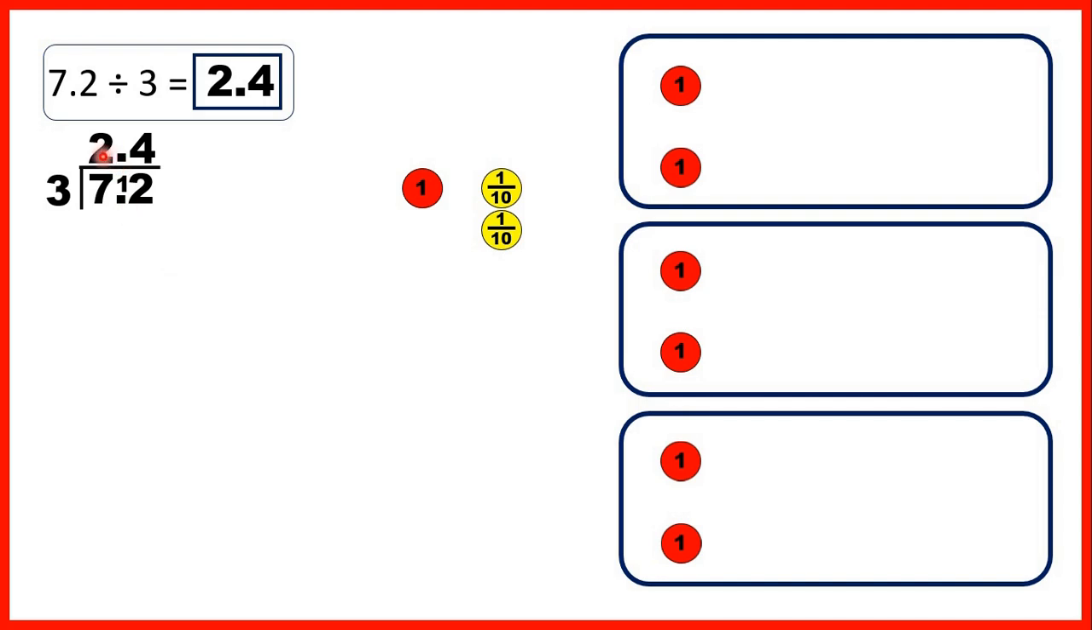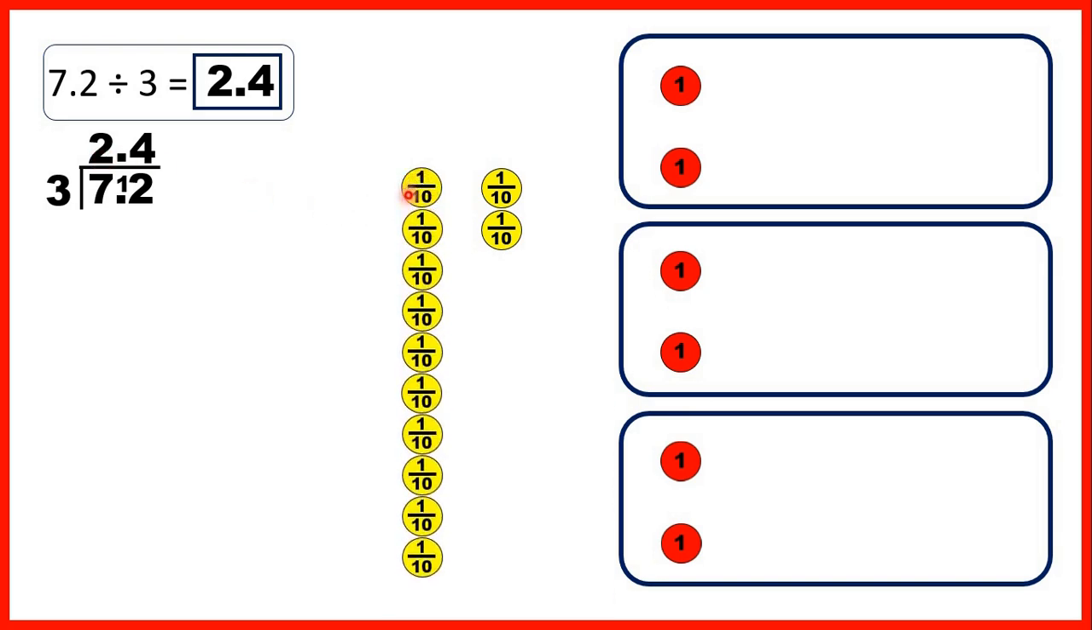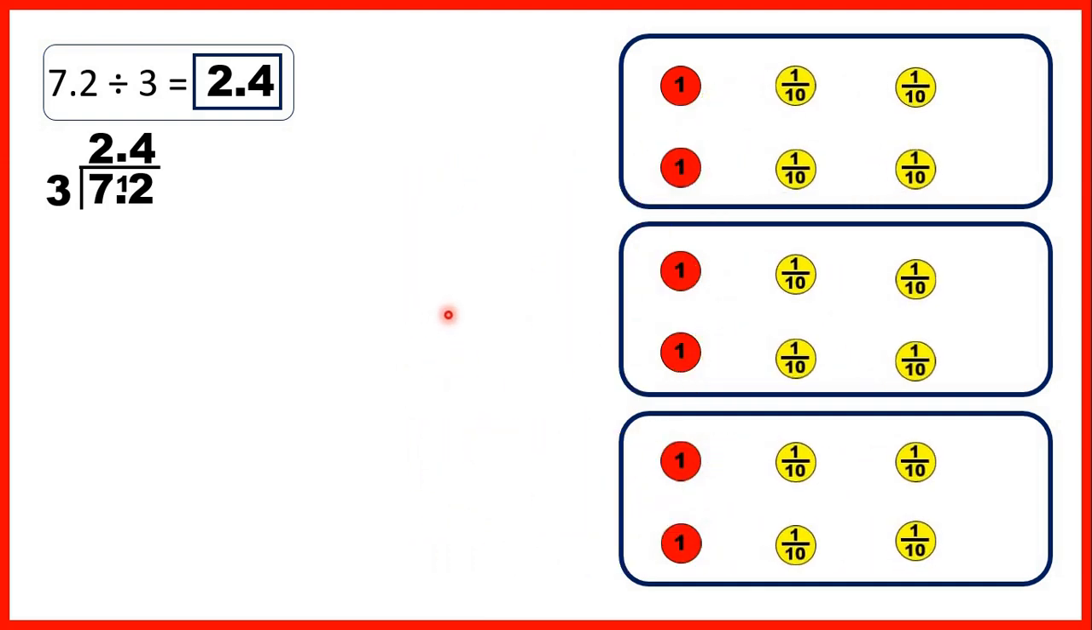We have 2 ones in each group, and that's why we have 2 in our answer line. But the remainder 1 can be split into 10 tenths, because remember, 10 tenths is the same as 1 whole, and that's why we can write the remainder 1 in front of the tenths digit, because you can see that we now have 12 tenths. If we share out those tenths, we can put 4 tenths into each group, and that's why we have 4 as the tenths digit of our answer.